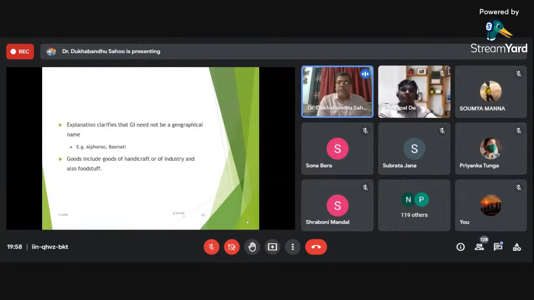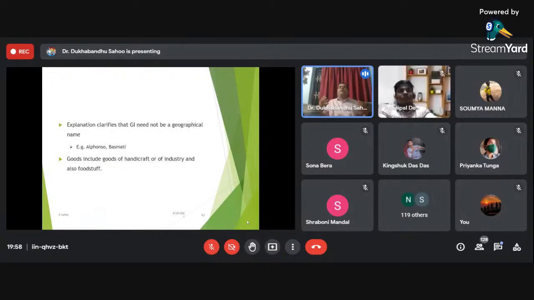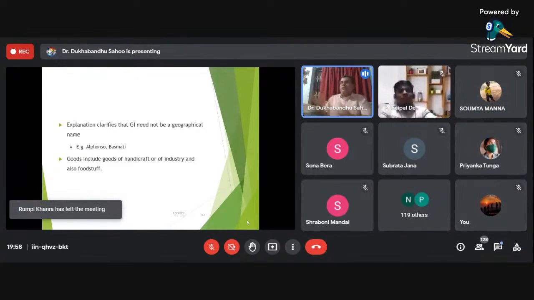The explanation clarifies that it need not be a geographical name. Remember, it need not be a geographical name. It's basmati rice, but we don't have a place called Basmati from where it originated. Or Rasgulla: it's not a place whose name is Rasgulla. People in Odisha say it originated from Puri, and friends from West Bengal say it originated from there, but it's not the name of that particular land.